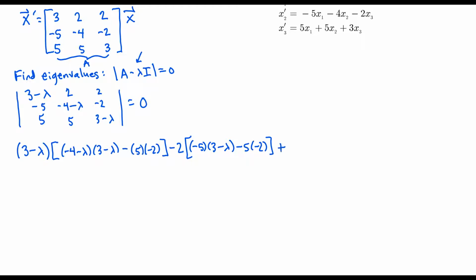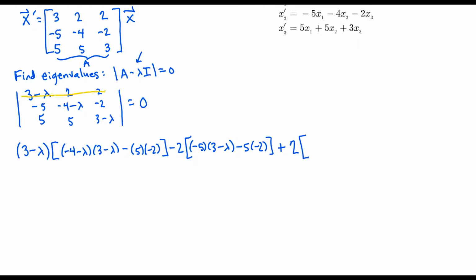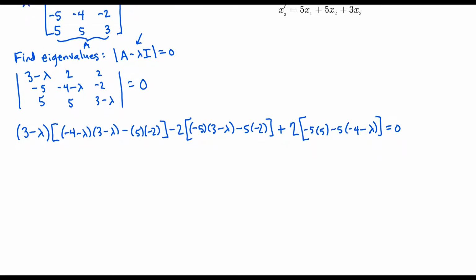The third entry in row 1 is 2. I'm going to cover up its column and row and calculate the minor determinant. So I'm getting rid of this column and this row, and I'm calculating this minor 2 by 2. So this looks like -5 times 5 minus 5 times -4 minus lambda. All of that equal to 0. That is going to lead us to an algebraic equation that we can solve for lambda. It's just going to take a little bit of effort doing all the algebra.